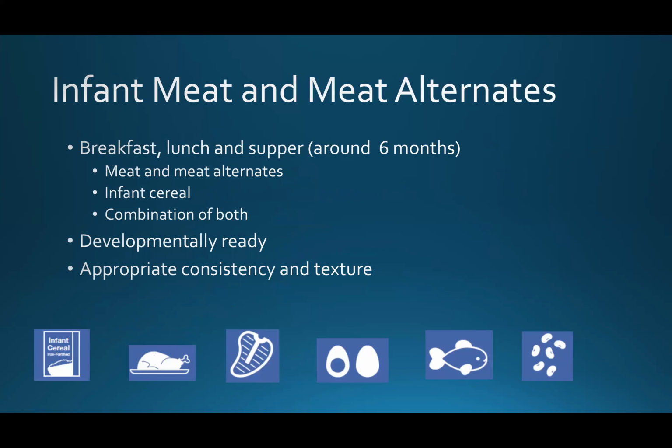Meat and meat alternates are an infant meal component at breakfast, lunch, and supper, starting at 6 months. Meat and meat alternates, infant cereal, or a combination of both must be served at these meals when the infant is developmentally ready. Meat alternates must be of appropriate consistency and texture for the individual infant's developmental abilities to prevent choking.